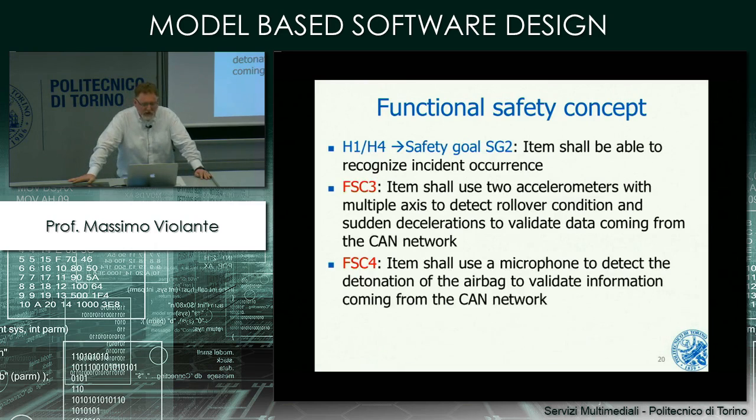For what concerns the recognition of the incident, for example, we can have accelerometers with multiple axes to detect rollover condition and sudden deceleration of the vehicle. This can be done to compensate for the lack of data through the CAN network. So if we use an inertial platform, we are able to detect the position of the vehicle in space. And so even if the CAN network is not working, we can get information to recognize the incident.